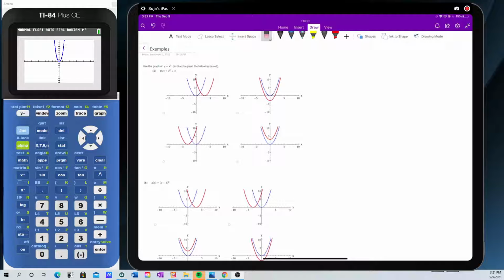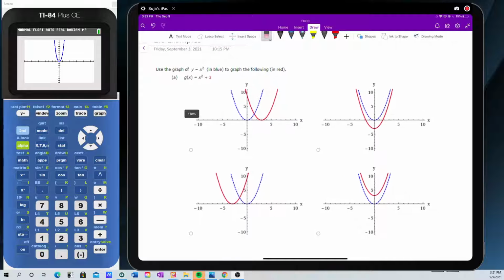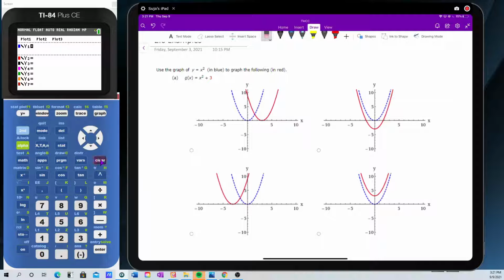Here you're asked to find the transformations. So there are different types of transformations given and you need to identify the graph. So the first one you see here is the graph in blue is the graph of y equals x squared. So everything you see in blue in all the four graphs is the graph of y equals x squared. The graph in red is the transformed graph.